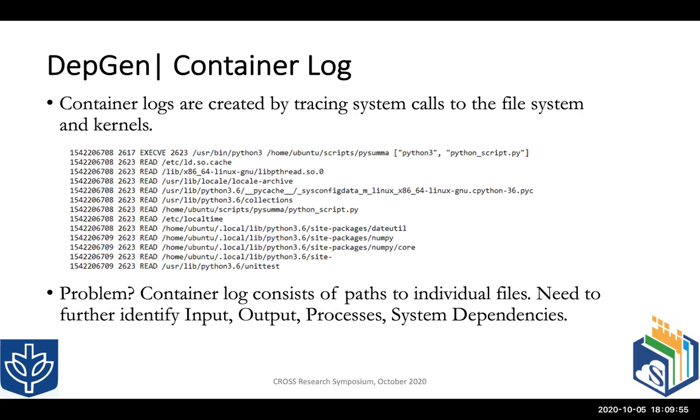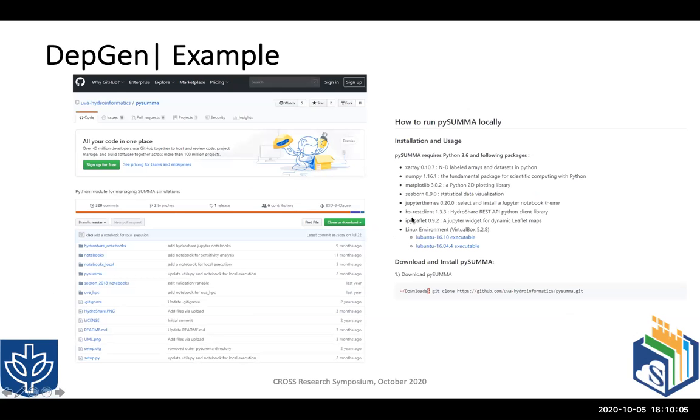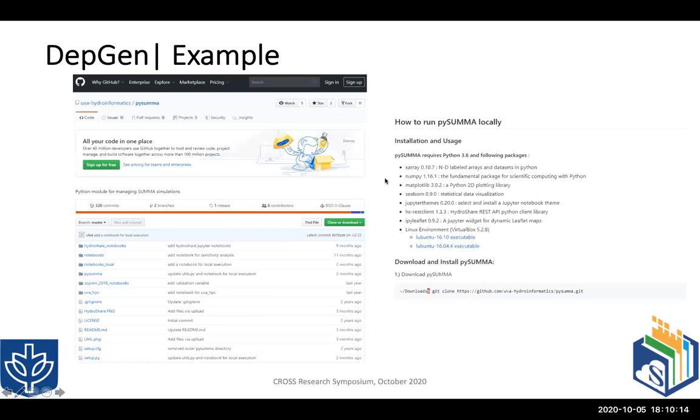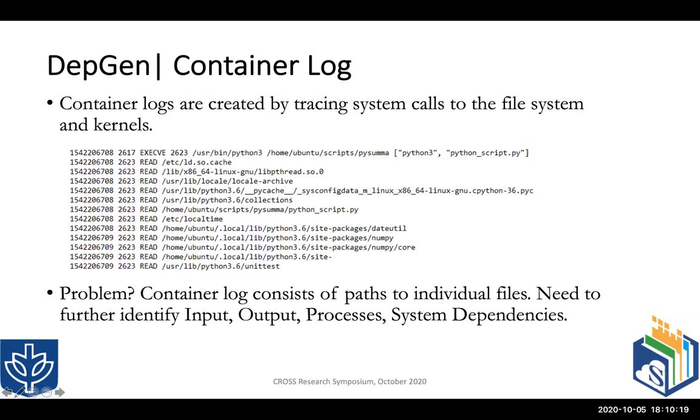So these can be helpful for us to determine what particular packages have been used. The only problem is that if you look at these logs, they are in terms of files, right? Whereas if we are documenting over here, they are in terms of packages. So how can we turn the information in these files, which is exactly at the file level, to something at the package level? So the container log consists of paths to individual files.